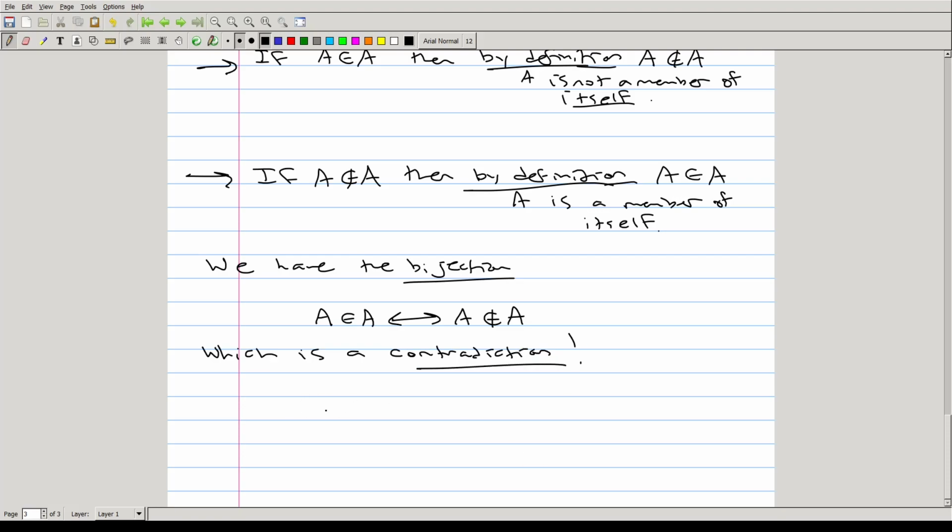This is the same thing as the statement P if and only if not P, which, if you draw the truth table out for it, as we've seen, is clearly a contradiction. P if and only if not P is going to be false and false.